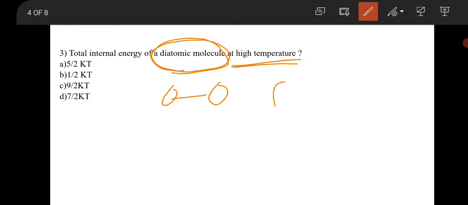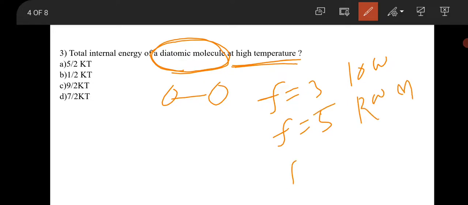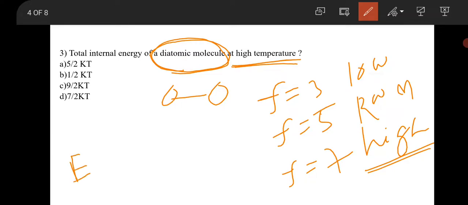The degree of freedom f is equal to 3 for the diatomic molecule at a low temperature, equal to 5 at room temperature, and equal to 7 at extremely high temperature. That means at this temperature the rotational, vibrational and translational modes are all active. So as per the equipartition of energy theorem, the total internal energy of the system is equal to (degrees of freedom by 2) into kT.